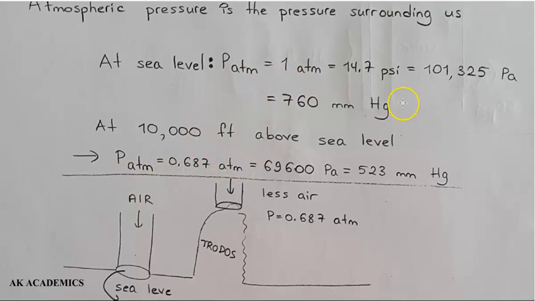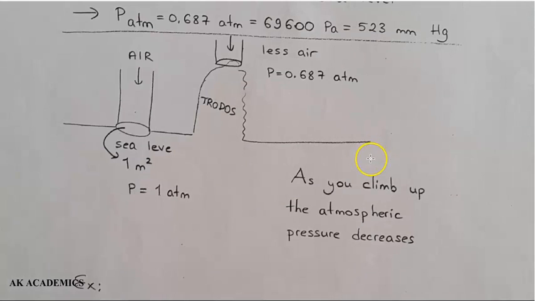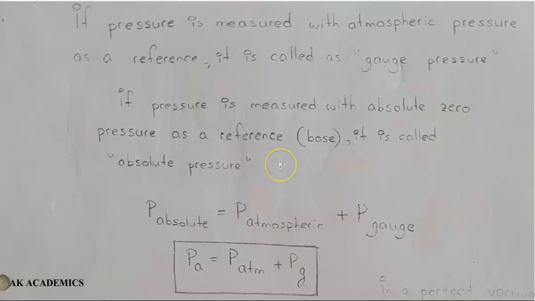And of course, it has reduced from 101.325 kilopascal to 69.6 kilopascal, or 101,325 pascal to 69,600 pascal. Okay, so pay attention to that. As you climb up, the atmospheric pressure decreases. If pressure is measured with atmospheric pressure as a reference, it is called a gauge pressure.